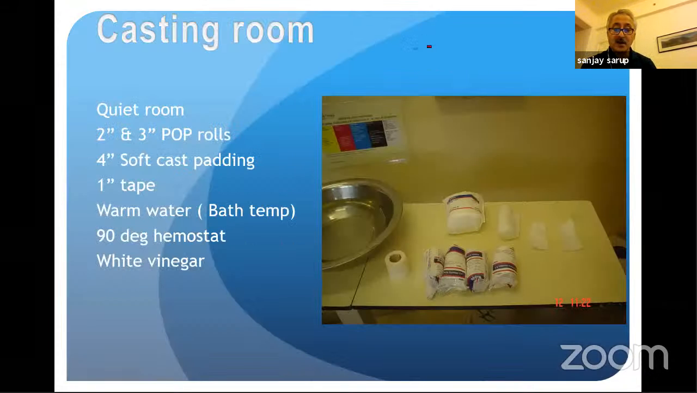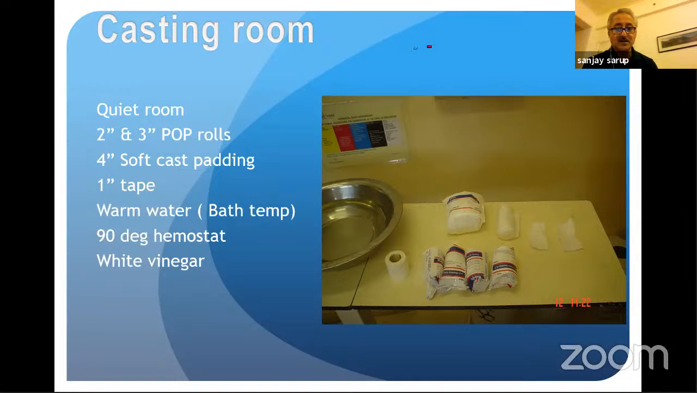Now, what you need is a casting room has to be quiet. You need 2 and 3 inch POP rolls and a 4 inch soft cast padding. And you need a 1 inch tape. You need warm water, which should be at bath temperature. And you need a 90-degree hemostat, and you need white vinegar. Usually we use white vinegar to remove the plaster, and that is taught to the parents. You add 1 cup of white vinegar into a basin full of warm water and drip the water over the plaster. It becomes soft very quickly and can be removed like a bandage.